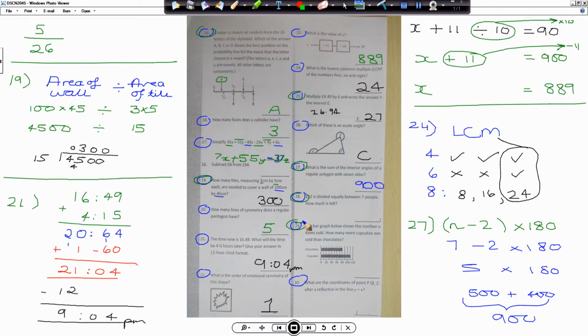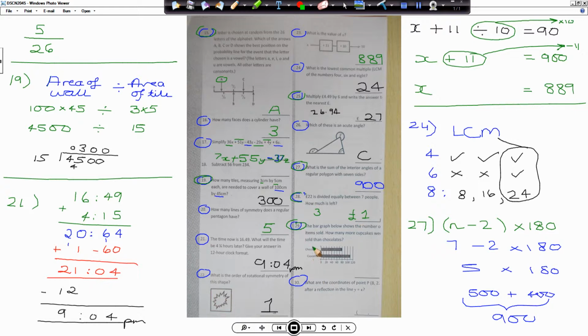Question number 28. 22 pounds divided equally between 7 people. How much is left over? Well, 22 divided by 7 will give you £3 each. You're left with £1, because 7 times 3 is £21. £1 left over.